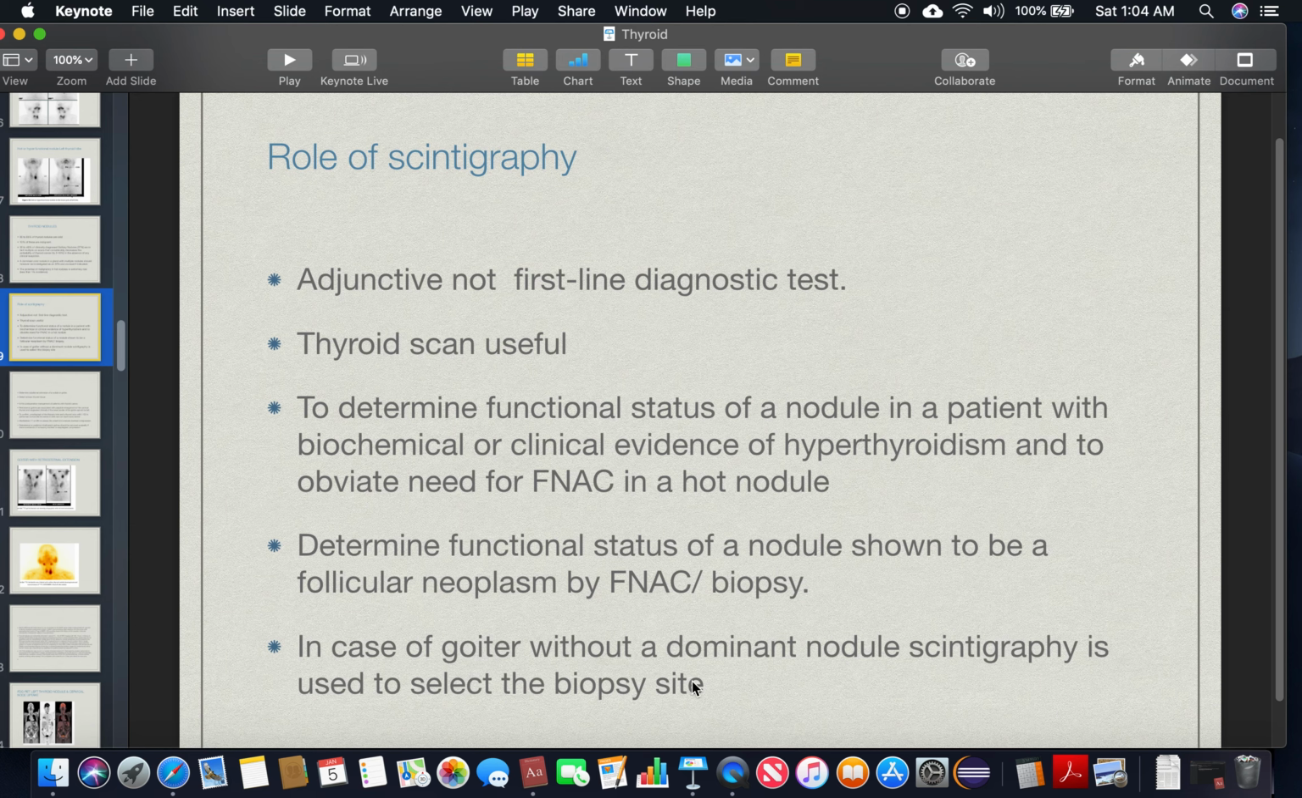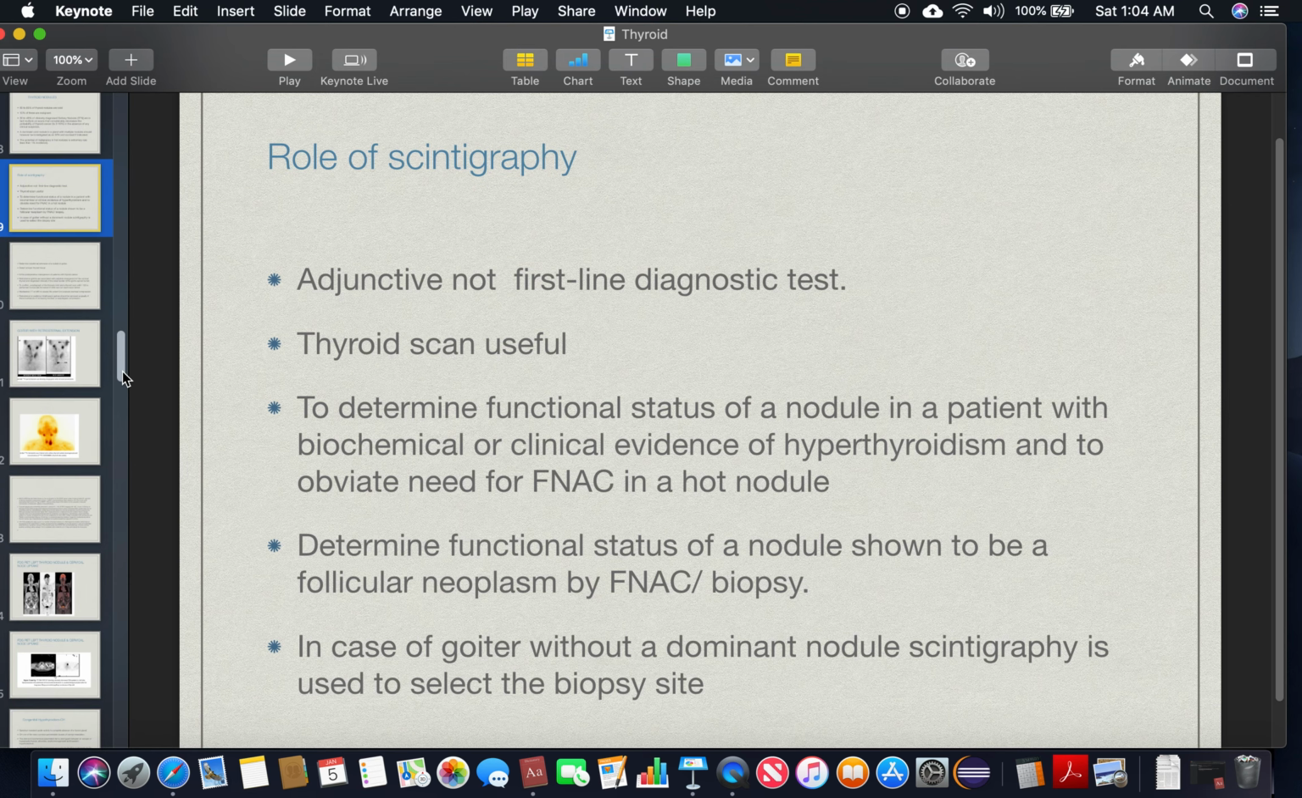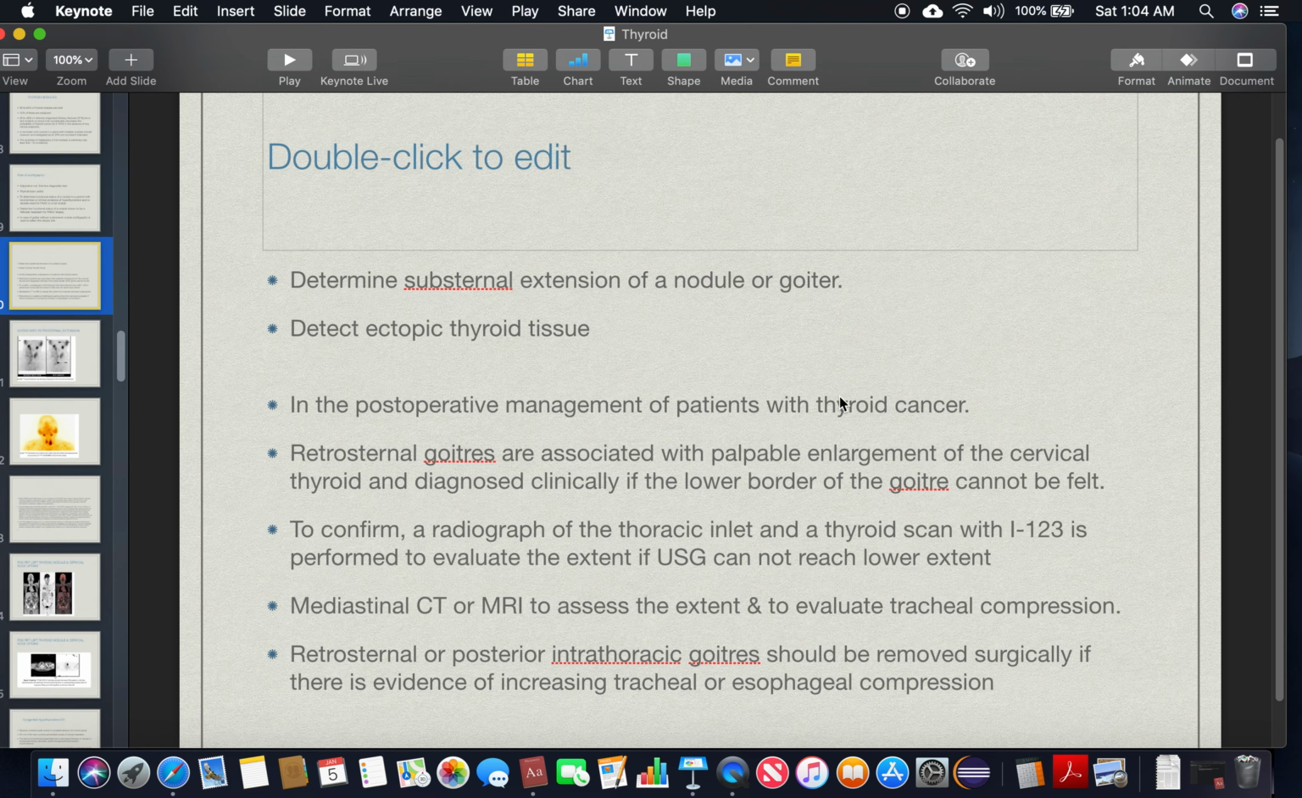Now, in case of a goiter without a dominant nodule, scintigraphy can be used to select a potential biopsy site. So that's the use of scintigraphy. Another use could be substernal extension of a nodule or goiter. You can also use it to detect ectopic thyroid tissue.